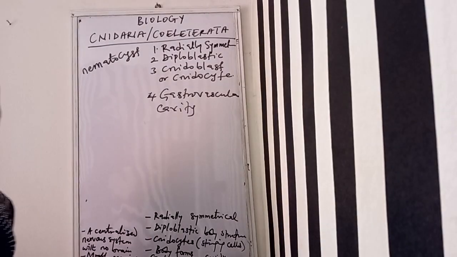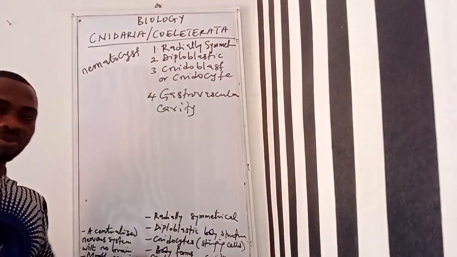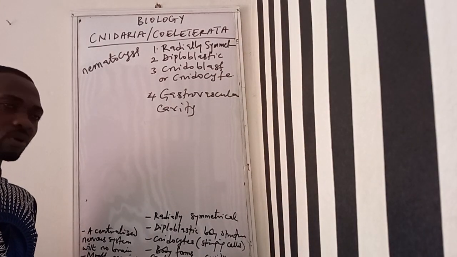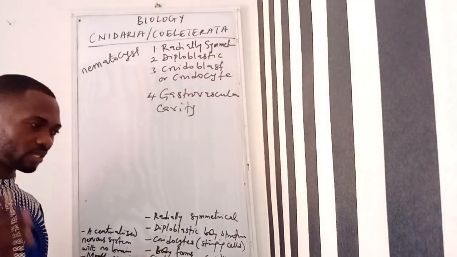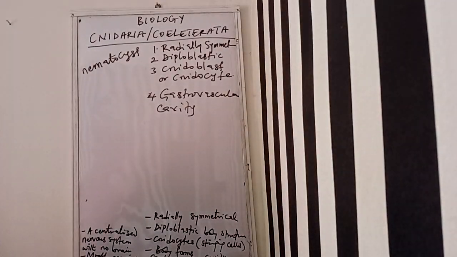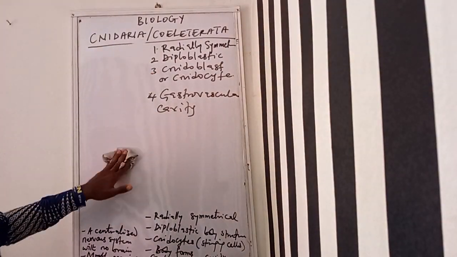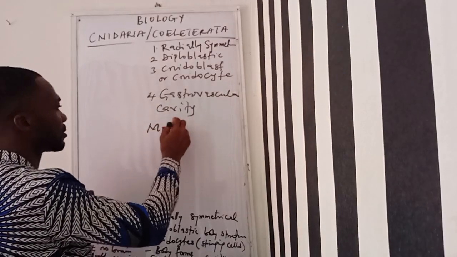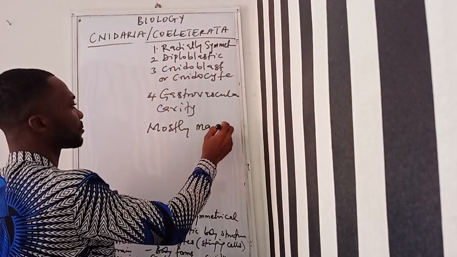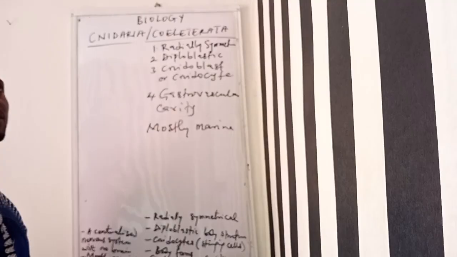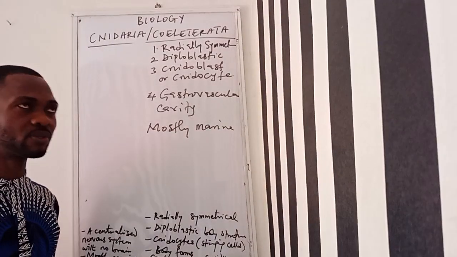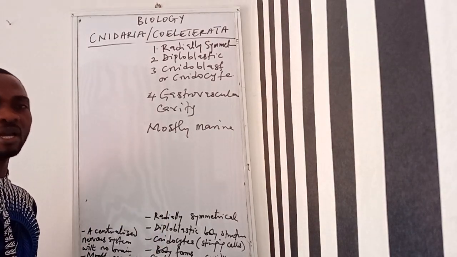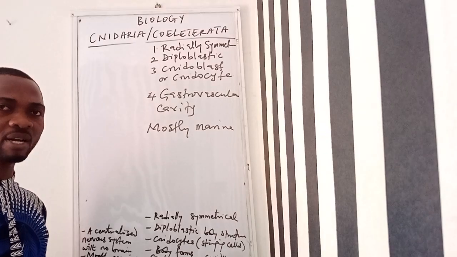nervous system with no brain. So the nervous system is not so specialized for a brain to be formed or found there. They have a nervous system, but it is devoid of a brain, and they are mostly marine organisms. Mostly marine. So when it comes to cnidarians, the majority are found within the marine environment. And when we say marine environment, we're talking about the sea and the ocean.